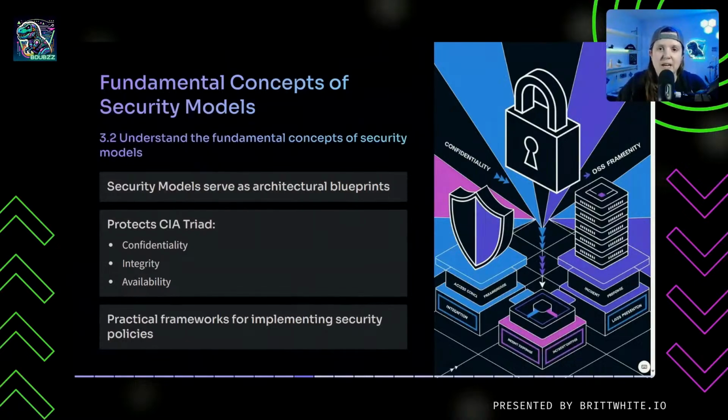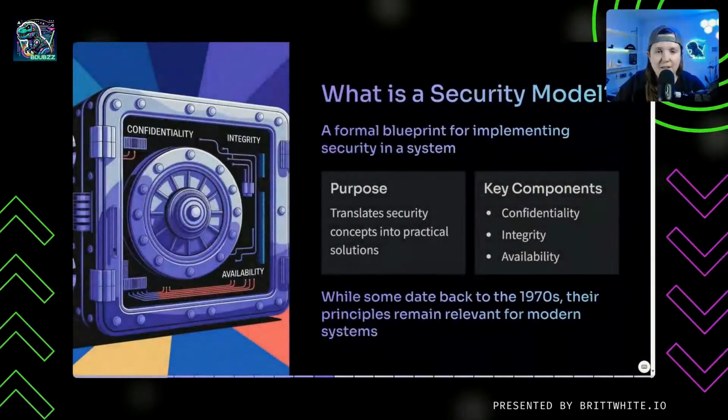We're shifting from looking at the how of security principles to exploring the what of security models. In other words, moving from theory to practice. So, what is a security model anyway? Think of this as a blueprint or a roadmap for security. It's a formal way to describe how security would work in a system or organization.